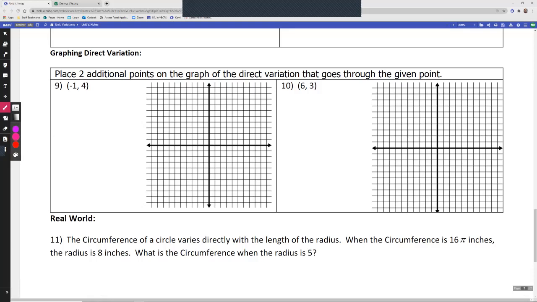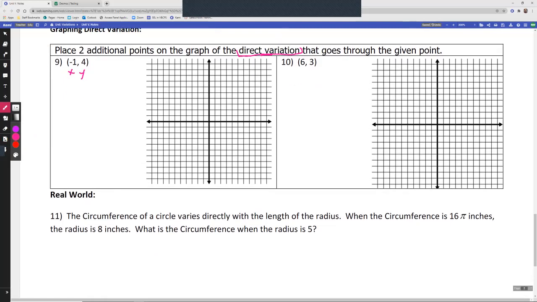It gives us an x and a y, and it tells us, oops, direct variation. Okay? That honestly is enough for you all to go ahead and solve it. If you run into some problems, let me know, but you should be able to get it from there.